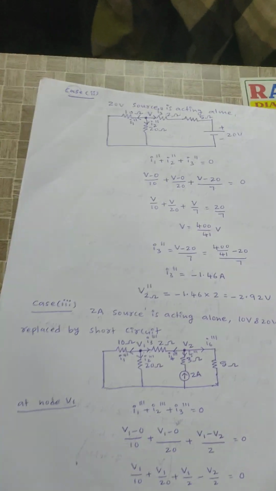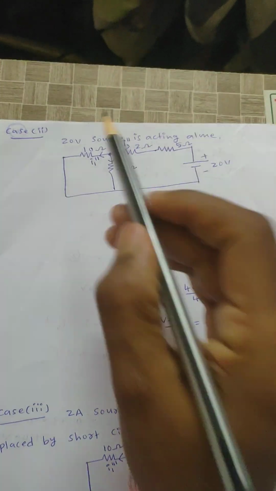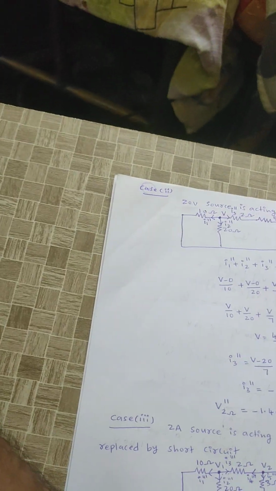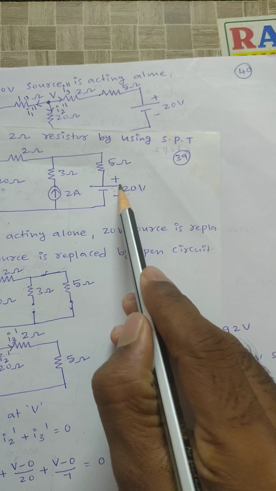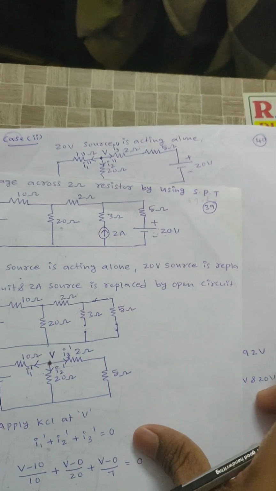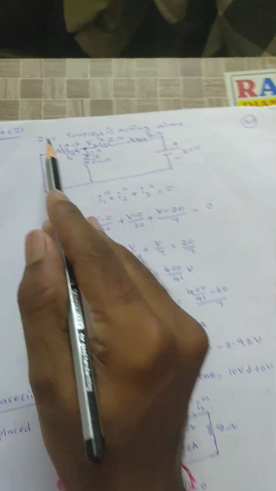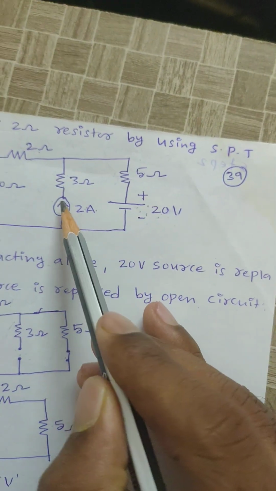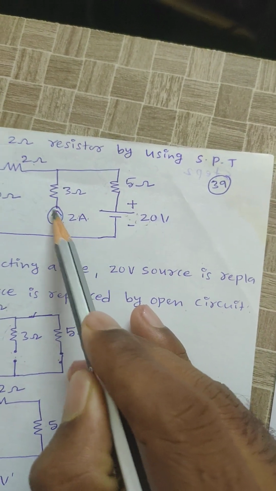Similarly, case 2. In case 2 the 20 volt source is acting alone, right? That means this source is acting alone. Again this is replaced by an open circuit, and the first source is replaced by a short circuit. Again this is replaced by an open circuit, right? When it is replaced by an open circuit, the series resistance is neglected, right?